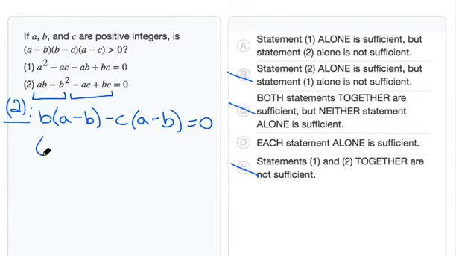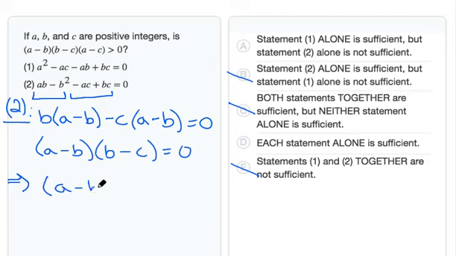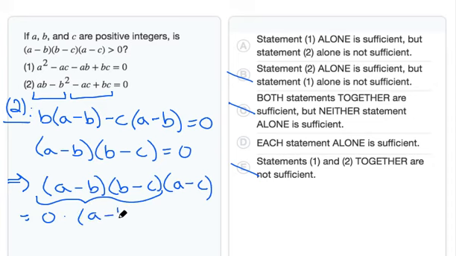Continuing to factor, we have a common factor of a minus b, and we're left with (a minus b) times (b minus c) equals 0. Going back to the inequality we're looking at, we have (a minus b) times (b minus c) times (a minus c), and we're trying to determine whether that is greater than 0. These two terms in the front, that product we found is equal to 0 based off of our statement. So we have 0 times (a minus c), and that whole thing comes out to equal 0. And that is definitely not greater than 0.